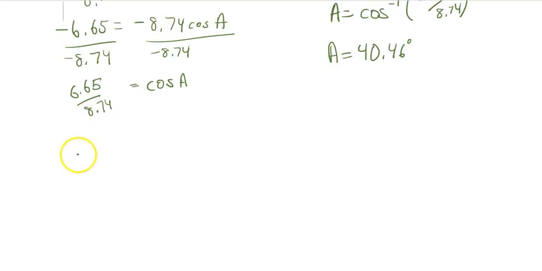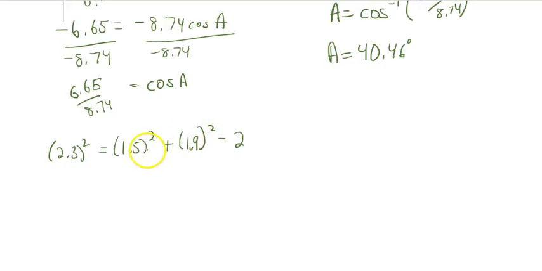Okay, now I got a little more room. I'm going to go ahead and go with B because, why not go in alphabetical order? So I'm going to start with side B. So 2.3 squared is going to equal 1.5 squared plus 1.9 squared.